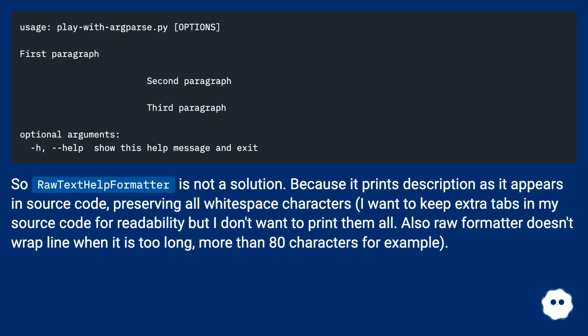Because it prints the description as it appears in source code, preserving all whitespace characters. I want to keep extra tabs in my source code for readability, but I don't want to print them all. Also, the raw formatter doesn't wrap a line when it is too long, more than 80 characters for example.